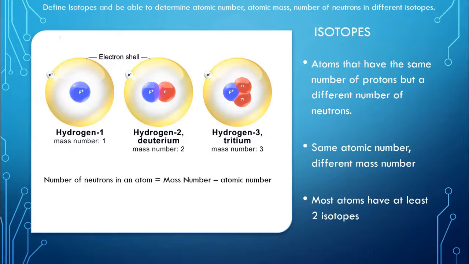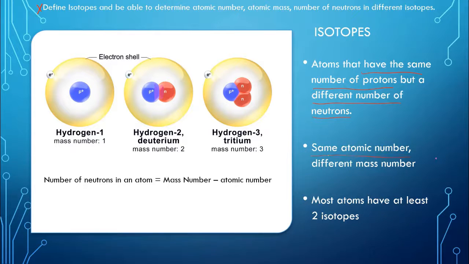So today's learning intention is to define isotopes to start with, and then hopefully we're able to determine atomic number, atomic mass, number of neutrons in different isotopes. So let's start with the basics here and just define what an isotope is. An isotope is an atom that has the same number of protons but a different number of neutrons.